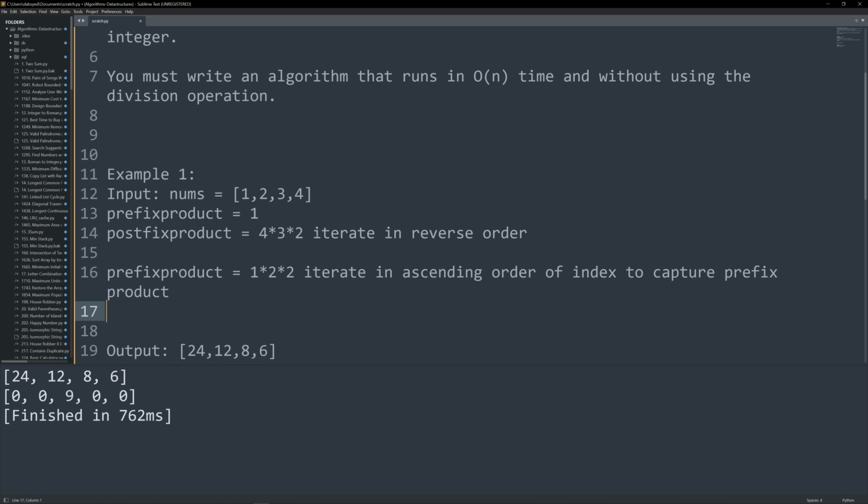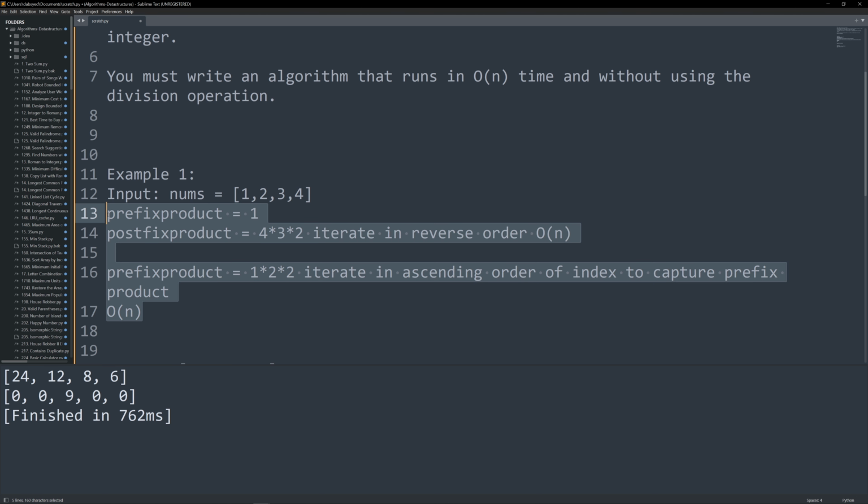Now if we are iterating in the reverse order, the time complexity would be iteration over the n elements, O(n), and for the prefix product you are again iterating over the array of length n in ascending order of index, that would be O(n). So combined it would be O(2n), which is almost equivalent to O(n). So we are able to write an algorithm with time complexity of big O(n).